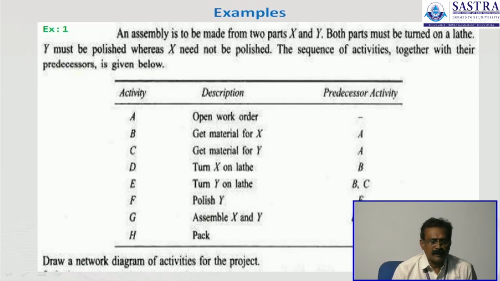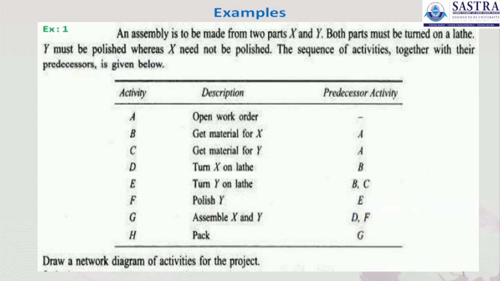The first problem, the example given: an assembly is to be made from two parts, X and Y. Both parts must be turned on a lathe; Y must be polished whereas X need not be polished. The sequence of activities together with their predecessors is given below. Here the table has the activities A, B, C, D, E, F, G, H, and the descriptions for the following activities.